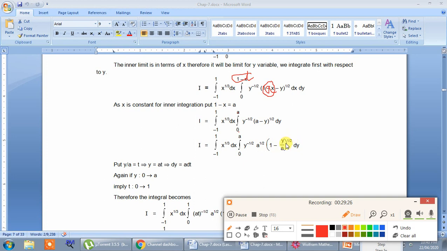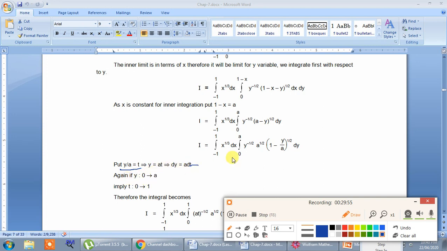Now you will see that it looks like your beta function, provided the limit should be from 0 to 1, and we have variable raised to power minus 1, 1 minus variable raised to power minus 1. So let us bring that form. For that my substitution obviously will be: put y by a equal to t, a new variable. If I put y by a equal to t, it will give you that y is equal to at and dy is equal to a dt.